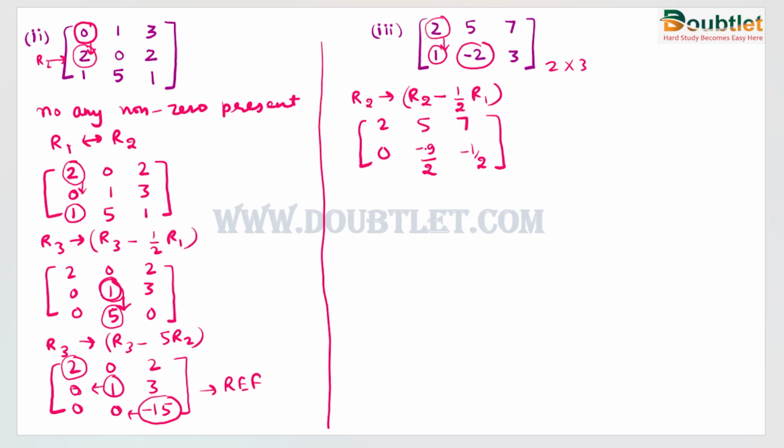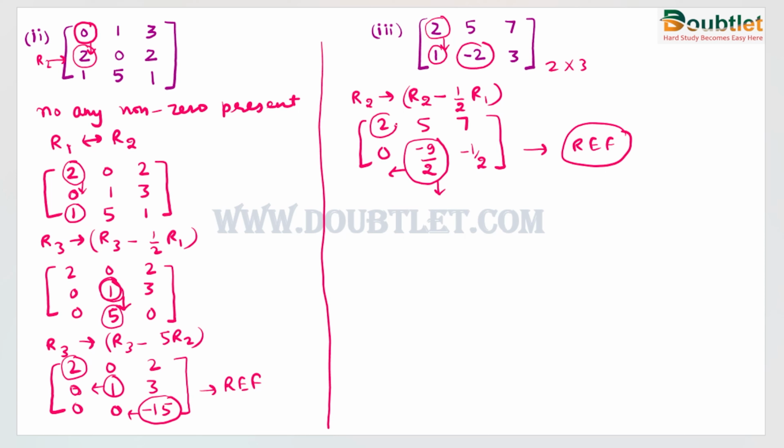Now we will check for another leading element. For the second row, the leading element is this, and we check in this column that all the elements below it should be 0, but there is no such element present because no third row is present. So we will check on the left side. On the left side all the elements are also 0. So here we can say that this matrix is in the row echelon form.